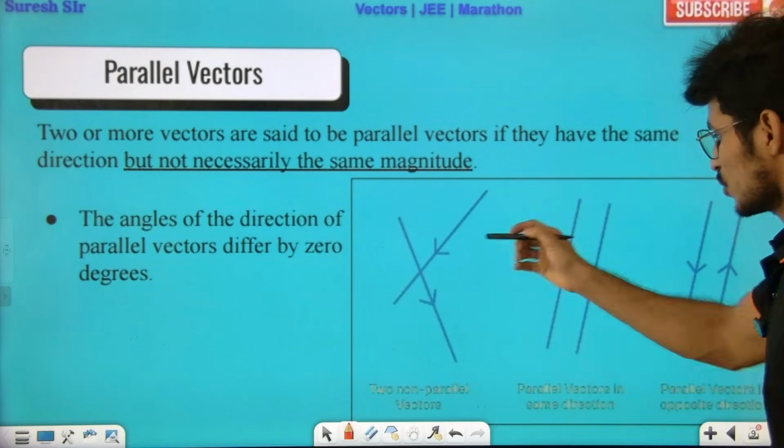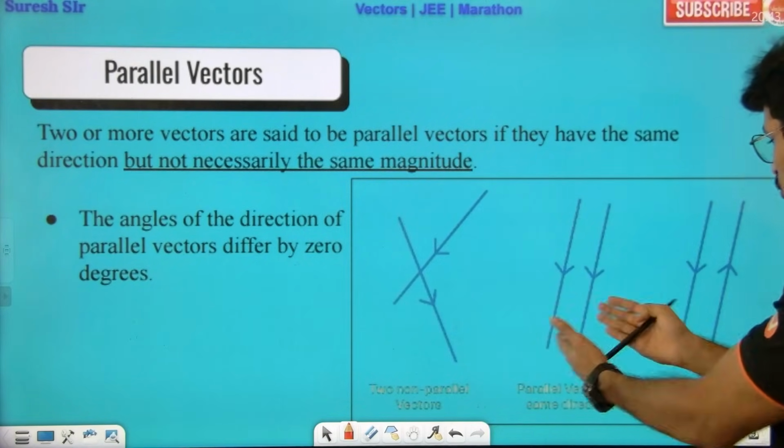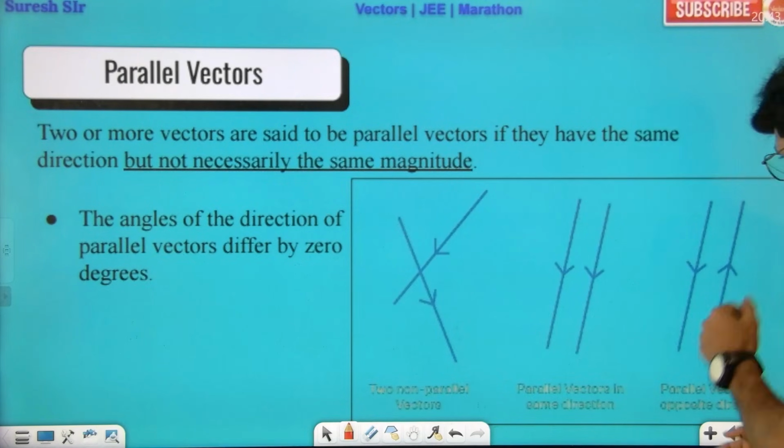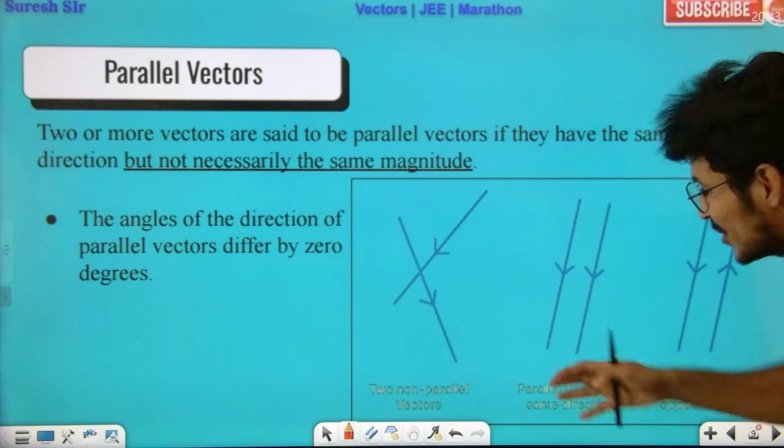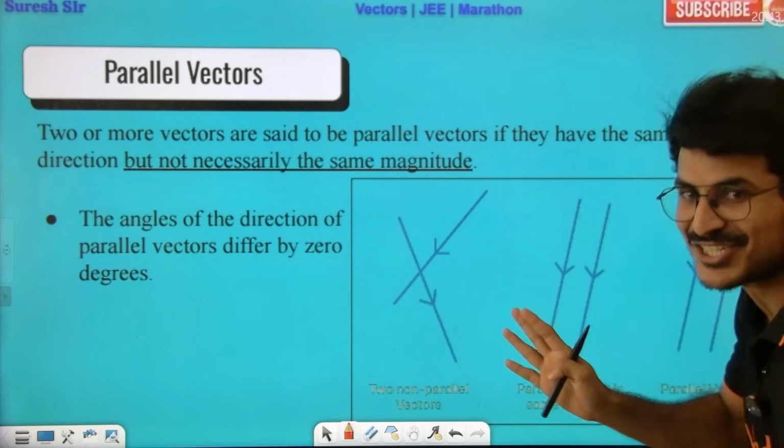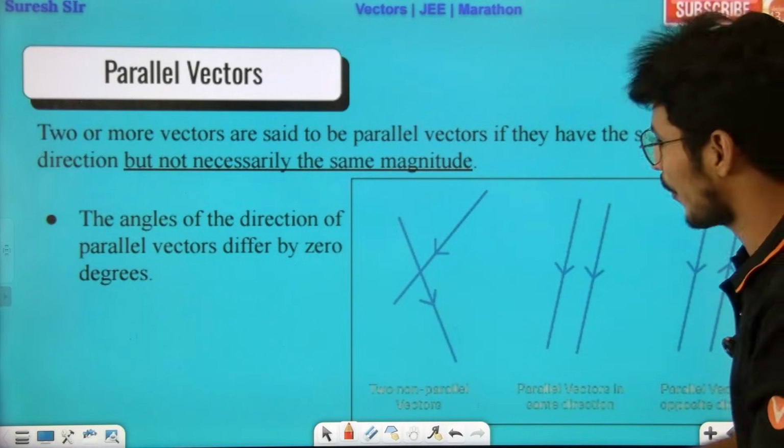Now parallel vectors. So these are anti-parallel, I mean not parallel. These two are parallel, having the same direction. These two are parallel but having different directions. So just have this, a basic point.